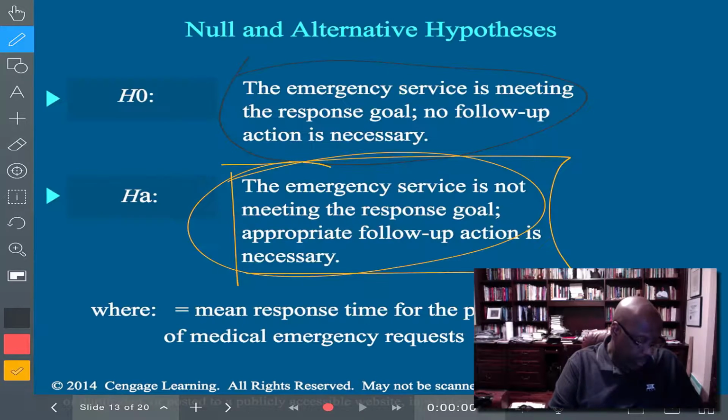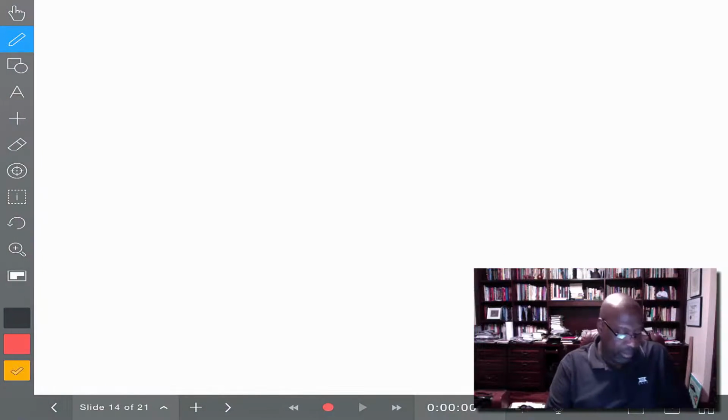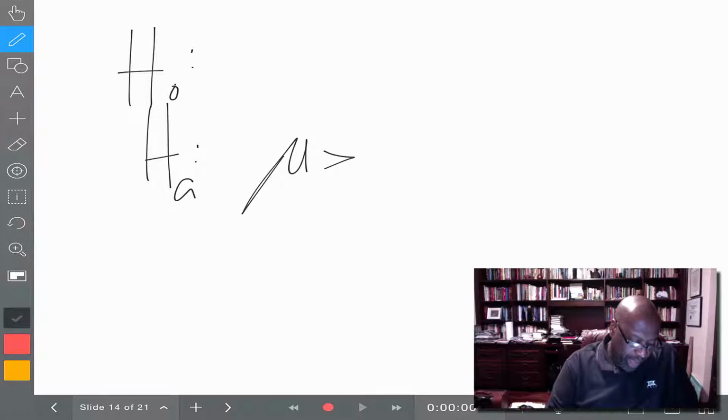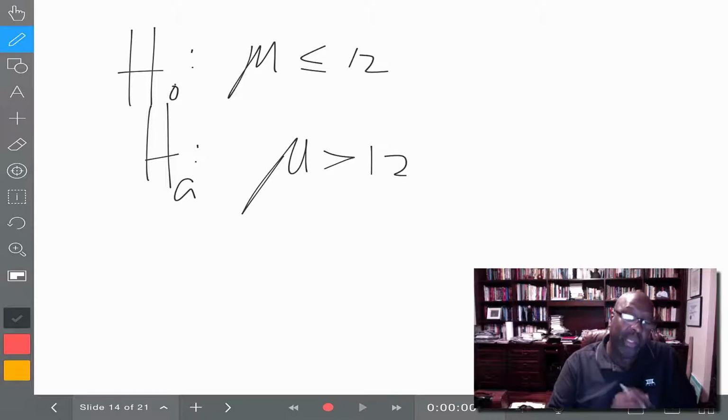Before I come back to that, we don't actually have the values over here, but let me just put this down for you. In this case, we would say there's no reason to disbelieve the hospital. So what we're going to try to do is prove that the mean is greater than 12 minutes, versus the null that the mean is less than or equal to 12 minutes. Always remember the equal sign has to be in the null hypothesis. So H0: the mean is less than or equal to 12 minutes.